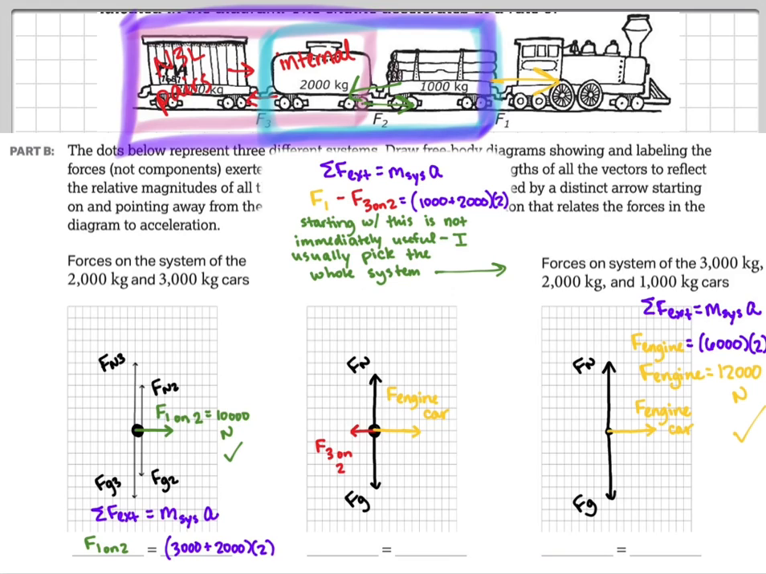So this is the whole thing. The net external force is equal to the total system mass multiplied by the acceleration. The total mass of my system, 3,000 plus 2,000 plus 1,000, is 6,000 kilograms, times 2, which was the stated acceleration of the system. That means the net external force on this mysteriously frictionless train must be 12,000 newtons. And that is the shortcut for solving systems of objects.